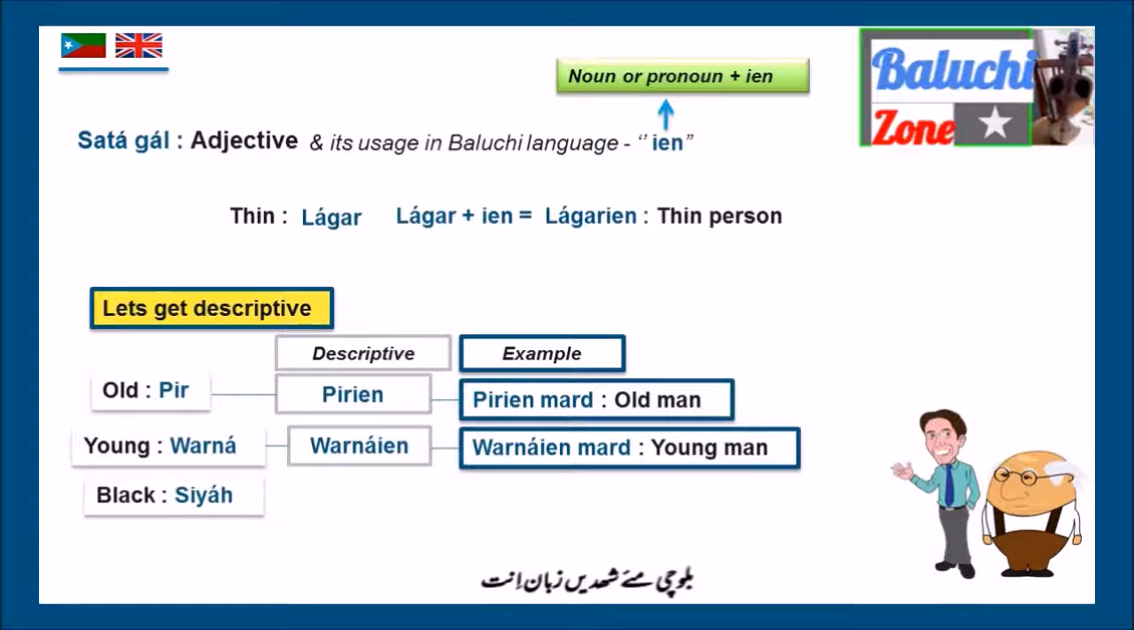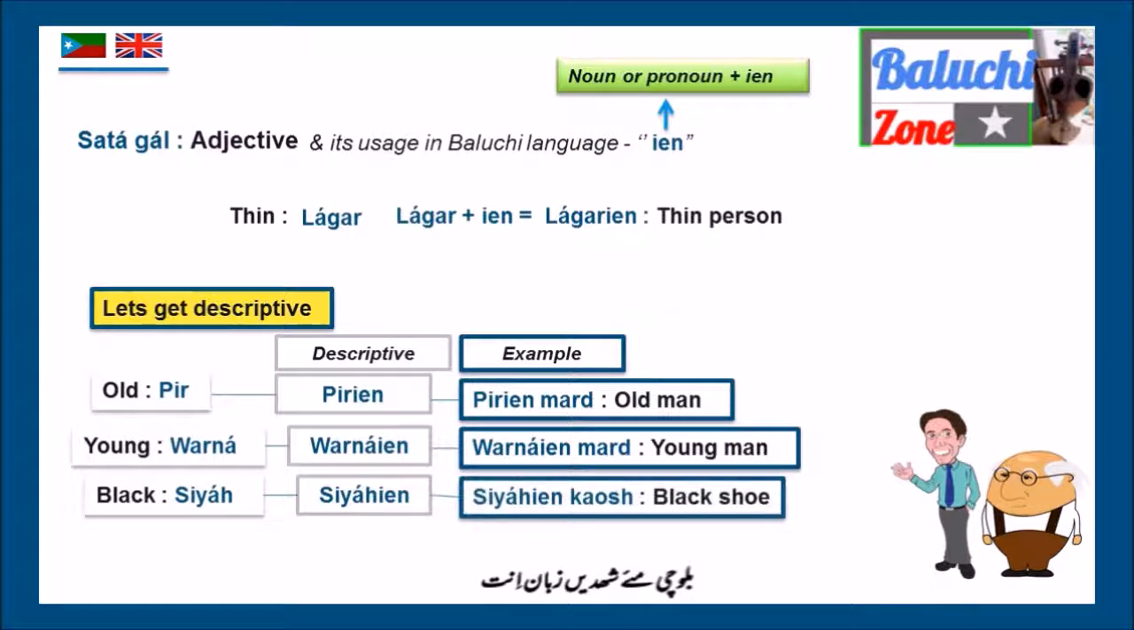Black, siah. Descriptive would be siahien. Example, siahien kaush. Siahien kaush meaning black shoe.